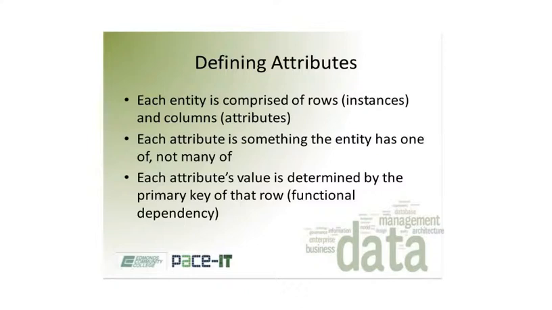Each attribute's value is determined by the primary key of that row. Again, functional dependency. So the student ID for student 1 perhaps is an ID, and that ID determines the student's name and their contact information, as opposed to the student's name.